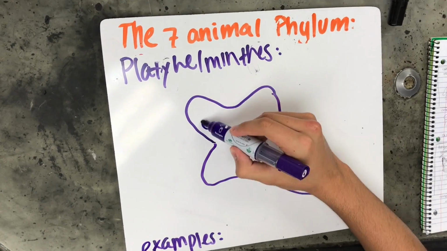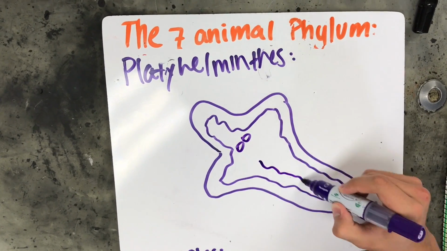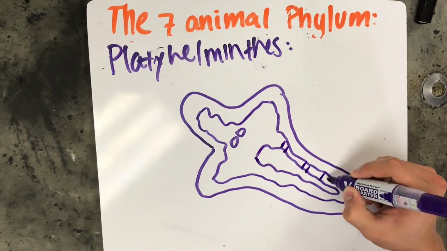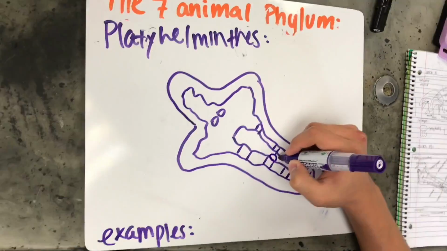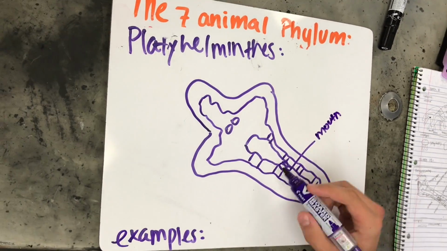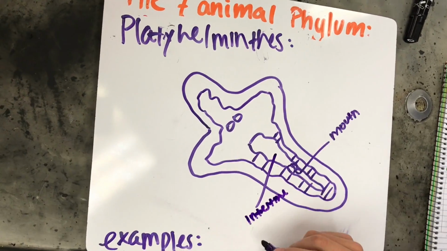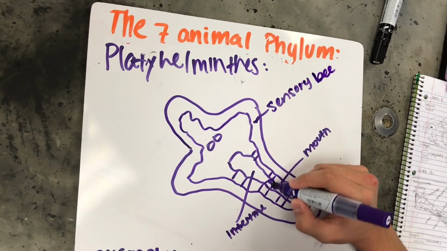Platyhelminthes. This drawing of the structure of the platyhelminthes consists of the brain, eye, sensory bee, ventrolateral nerve, pharynx, mouth, and intestine. Flatworms are examples. What makes these unique is that some are free-living in water, while others are parasites living in other organisms.